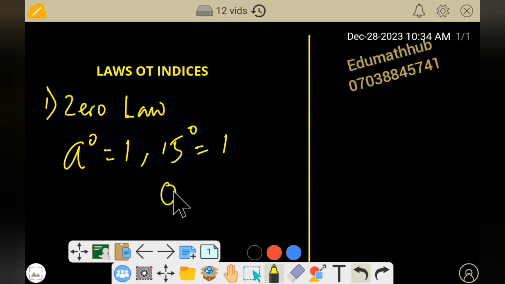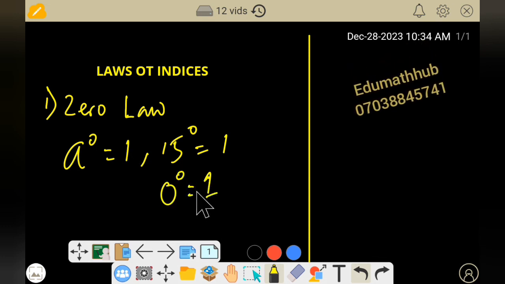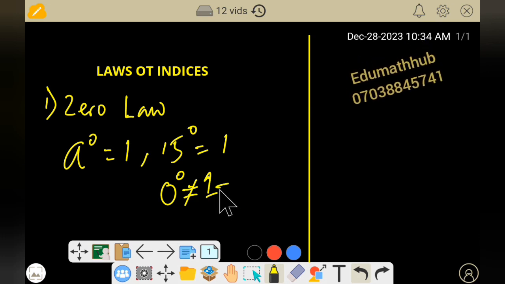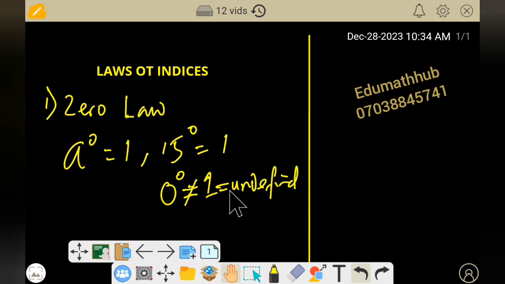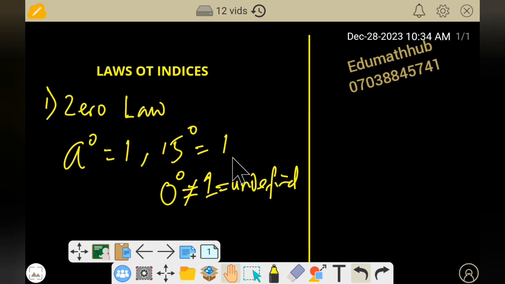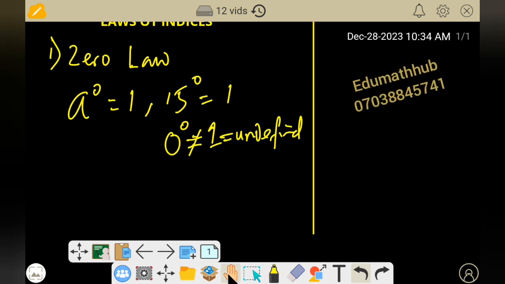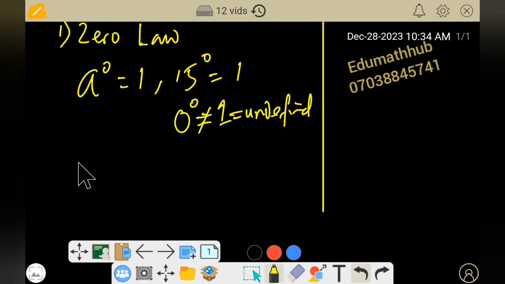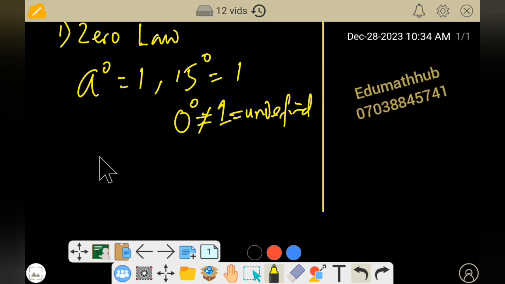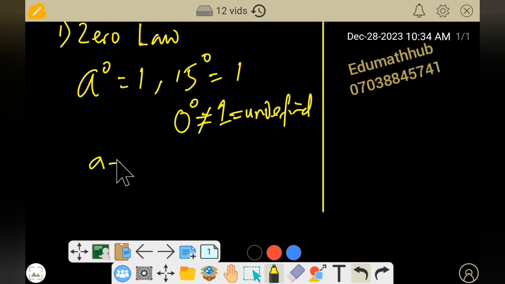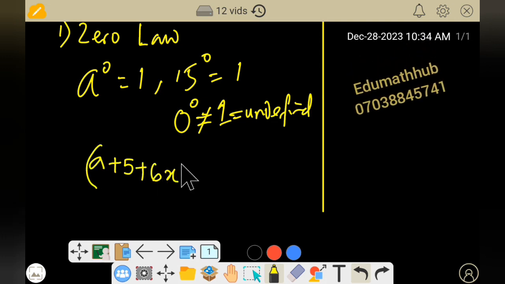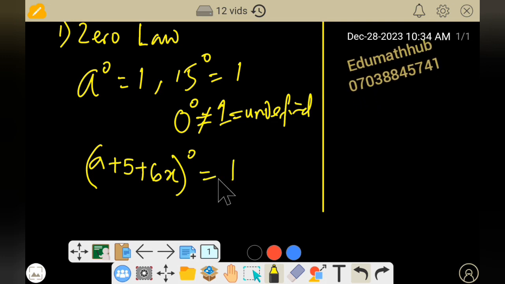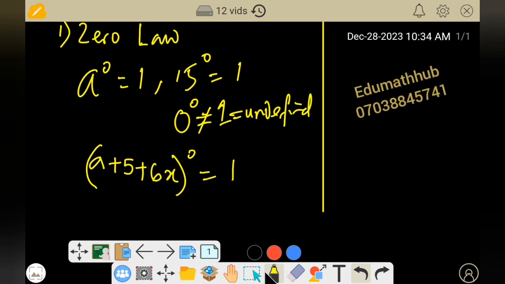The number is 0. So 0 to the power 0 is not equal to 1. It's undefined. It does not have a particular answer. But any other number apart from 0 raised to the power 0 is equal to 1. Even if the term is in brackets, like a plus 5 plus 6x, as far as everything is raised to the power 0, the final answer will be 1. So that's the first law.